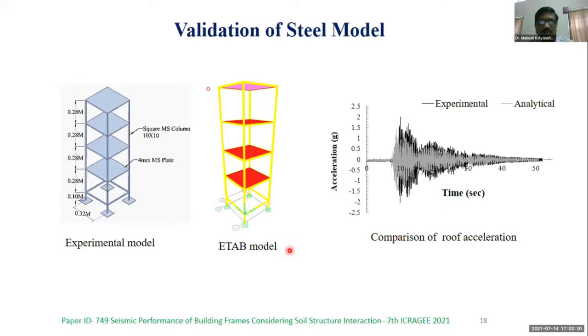Before using it for the test, we validated. We prepared the model using ETABS, and we performed the analysis. A particular time history is given, and the response of the roof acceleration is presented. For the ETABS model, the roof acceleration is shown here with a white color, and the experimental model is indicated by the black lines. From this, it is observed that almost the same response we are getting for the experimental model as well as the ETABS model.